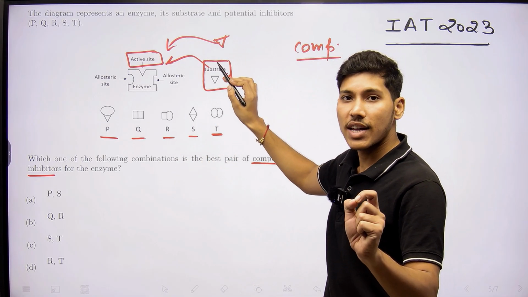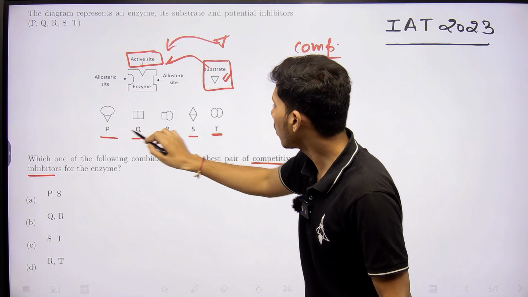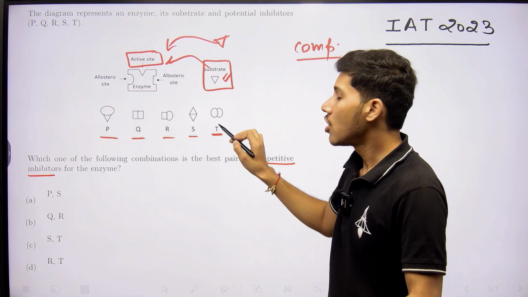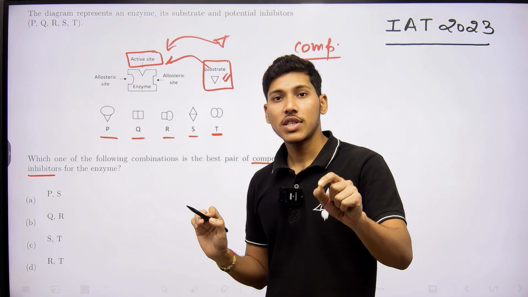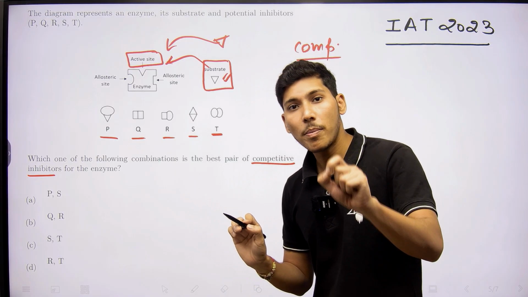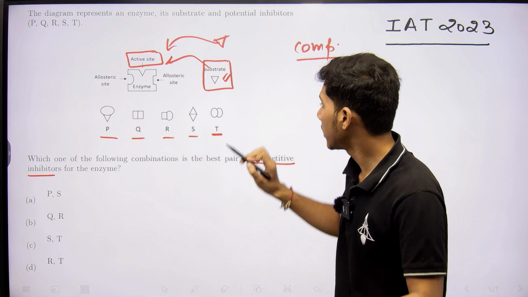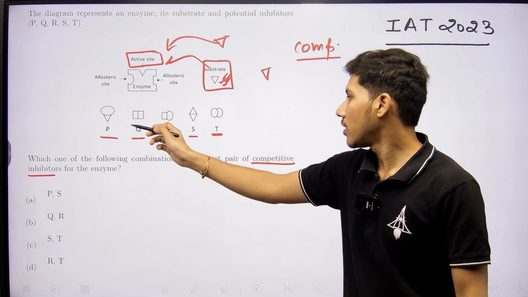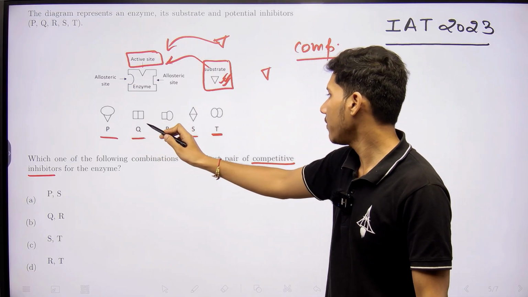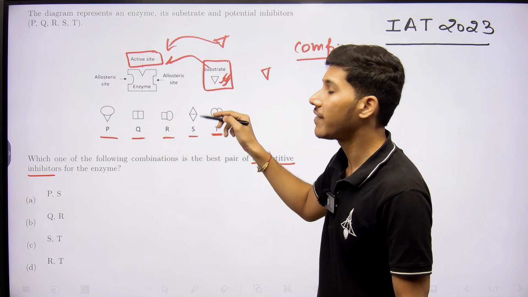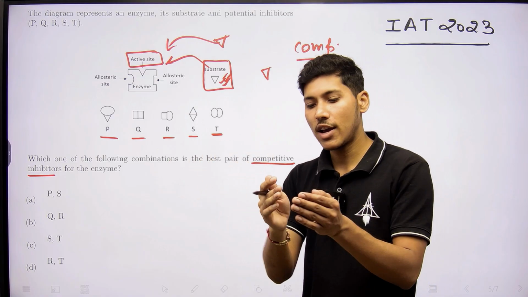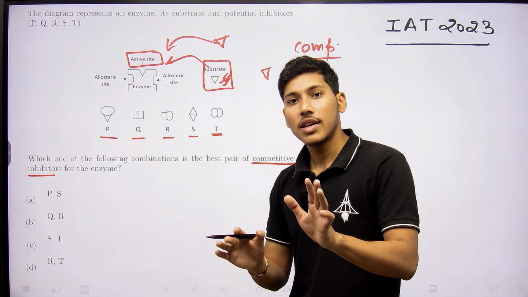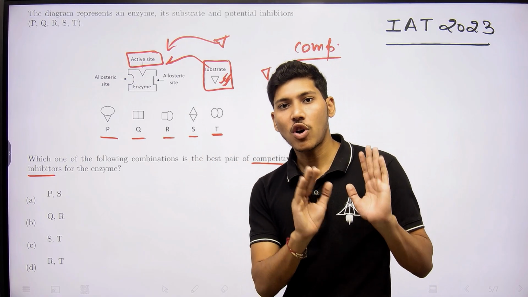Now the catch is that out of these 5 molecules, only those molecules which have a shape similar to the substrate, which is triangular in shape, can be competitive inhibitors. So all the molecules among these 5 which have a triangular shape or triangular sub-shape can be categorized under the category of competitive inhibitors.